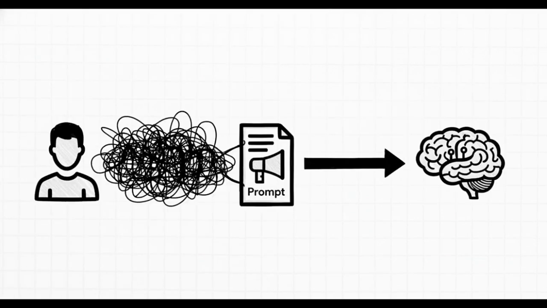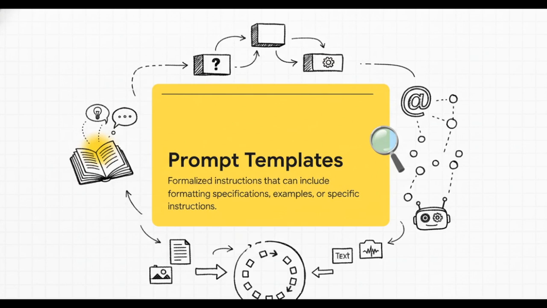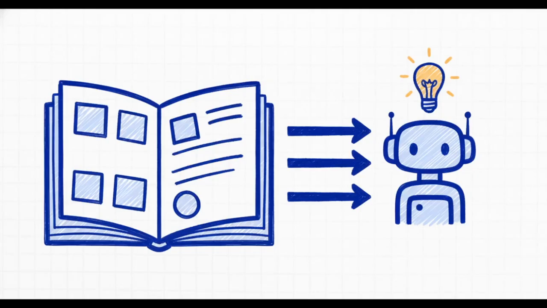All right, you've got your model connected. Now you need to tell it what to do. And that's where prompt templates come in handy. They're like reusable instruction sets for the LLM. Think of them as blueprints. They make sure your AI gets clear directions every single time.